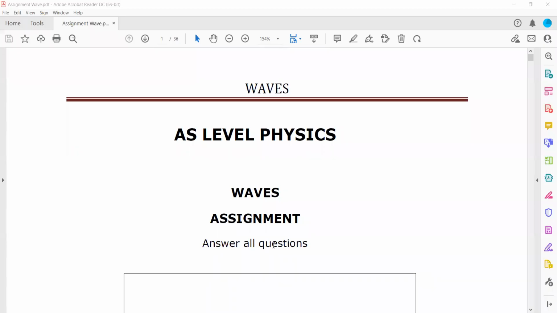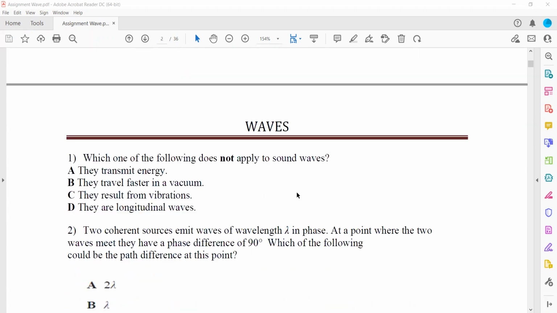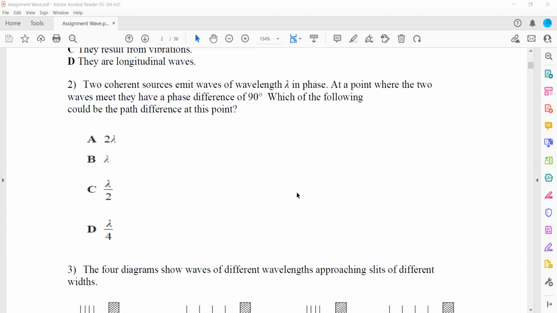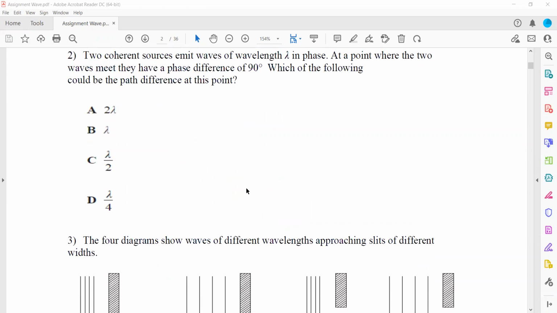In this session, we will discuss questions related to diffraction and interference. In the question, they mention two coherent sources that emit waves of wavelength lambda, which are in phase. At a point where the two waves meet, the phase difference is 90 degrees. Which of the following could be the path difference?